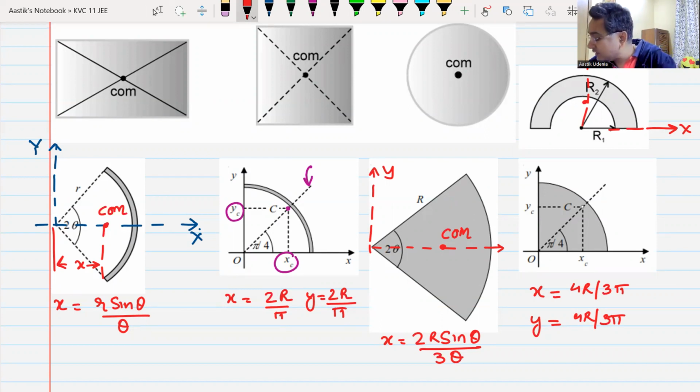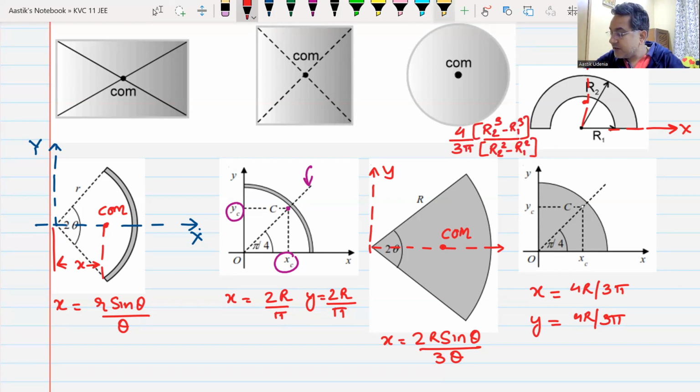Again, if you understand things, you can get the answer. The y coordinate of this gentleman, and I will write it here. The y coordinate of this gentleman is 4 by 3 pi. 4 by 3 pi is already there. R2 cube minus R1 cube divided by R2 square minus R1 square. And you can see between this and this, you can see that there is a similarity. Just because there is a hole, therefore the answer has changed. Do we understand this, everyone?